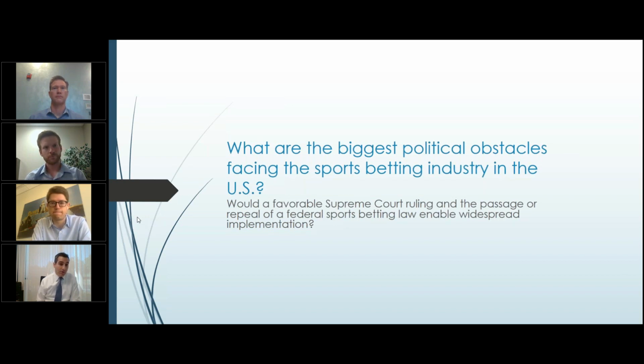Same thing goes for an expansion of the product in Delaware. They've already got a sports betting law on the books. There's already infrastructure there. If everything goes smoothly as far as the Supreme Court, you could see full-scale sports betting in Delaware sometime next summer.